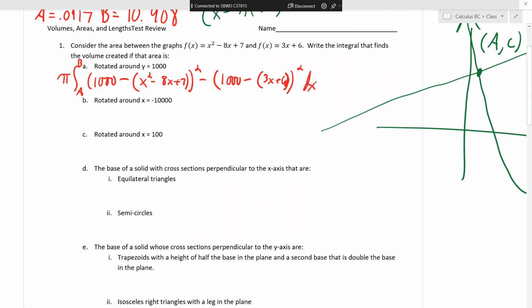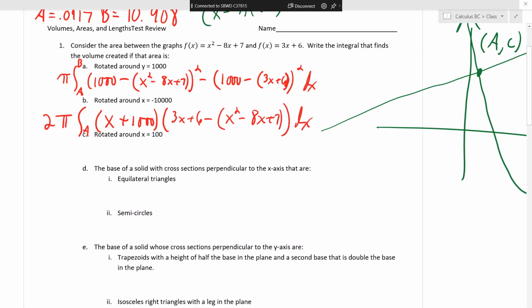We came with that first one? If we're going to rotate around x equals negative 1,000, I'm going to use shells because that makes the most sense. All right? So shells is 2 pi, the integral, of x minus negative 1,000 times the top minus the bottom, that's that line, minus the parabola. If you have any questions, just let me know. But that's that from A to B. Okay?